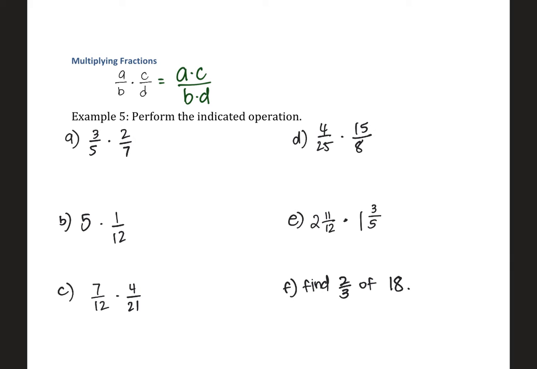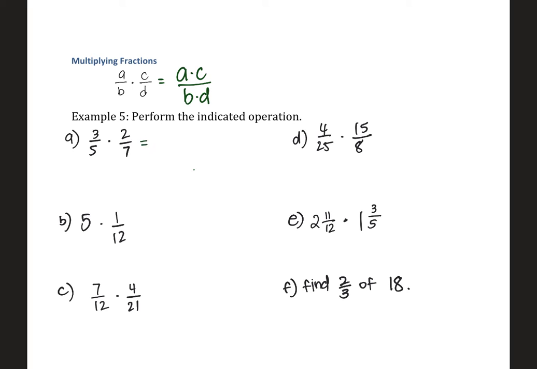Cross canceling only works when the numbers opposite have common factors. For example, we see here 3 and 7. 3 and 7 have nothing in common. 2 and 5, the ones across, have no common factors. So all I'm going to do is multiply across.